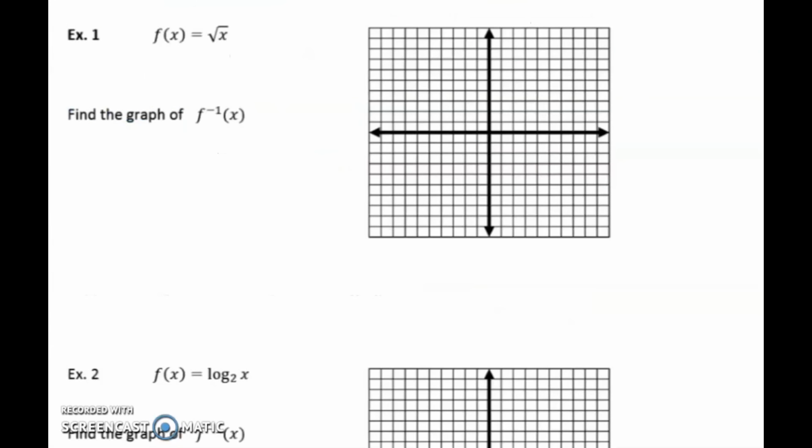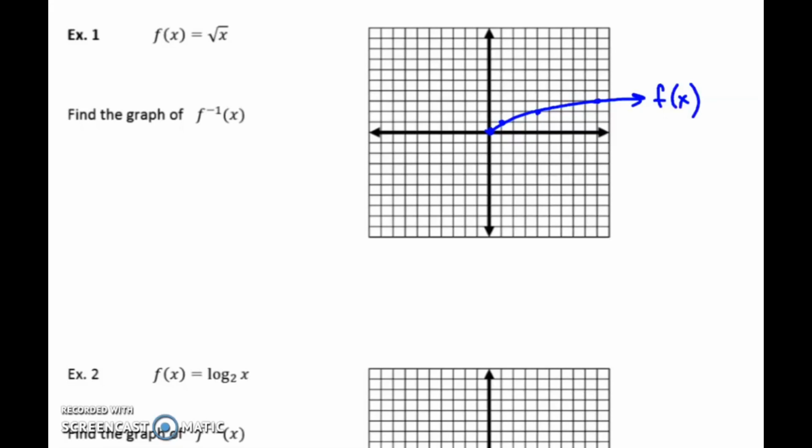Okay, last page, we're going to do this a little quick. Example 1, f of x equals the square root of x. That's one of our base functions. So square root of x: 0, 0, 1, 1, 4, 2, 9, 3. So there's f of x.